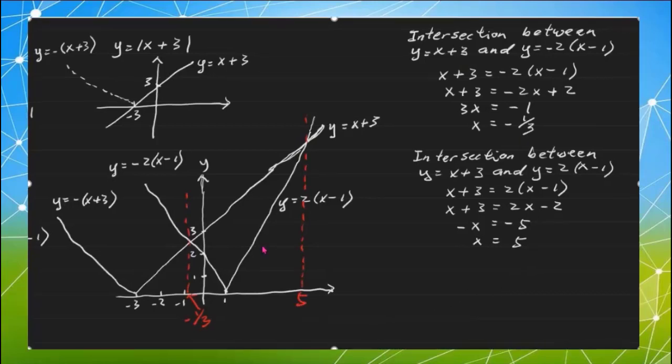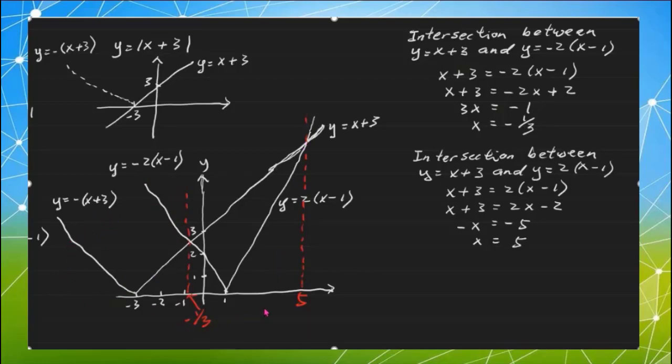Since the modulus inequality is 2 modulus x minus 1 is less than modulus x plus 3, this means that the graph 2x minus 1 is below the graph x plus 3. So when we look at this diagram, when x is less than negative 1 over 3, we can see that the graph x plus 3 is below the graph 2x minus 1. So this is not the section that we are going to take as the answer.